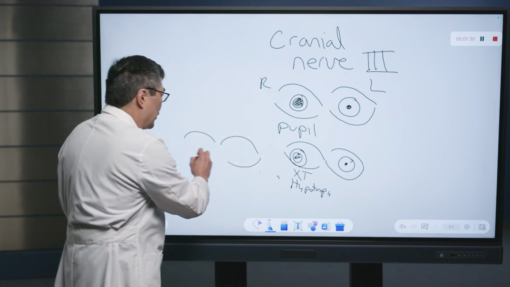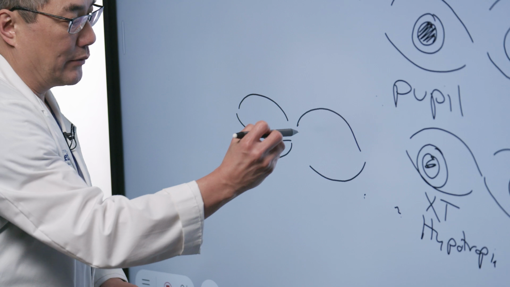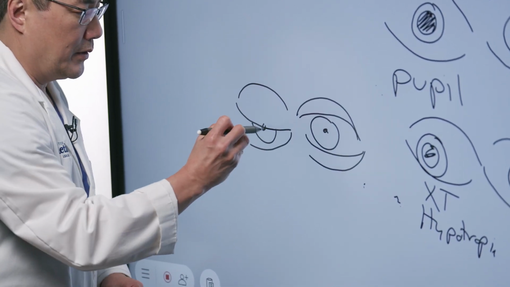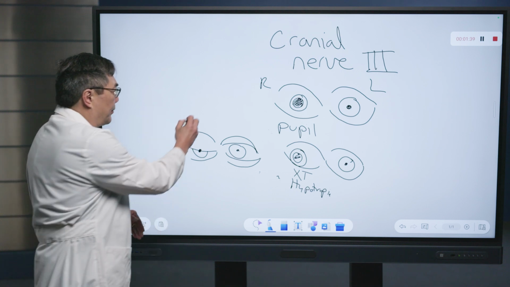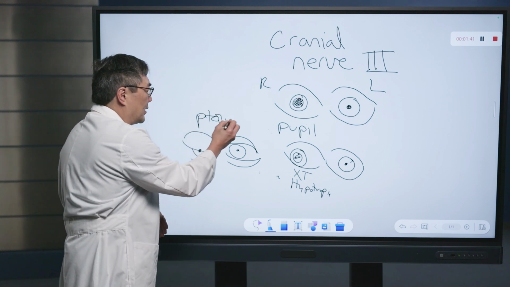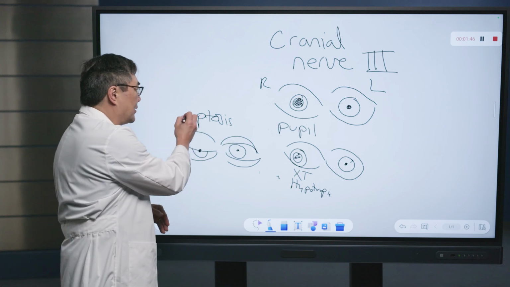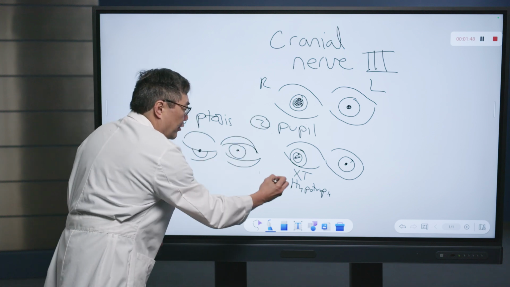So in a patient who has a third nerve palsy, the lid will be down. So normal and then abnormal with the ptosis. So ptosis plus misalignment plus pupil are the 3 components of the third nerve palsy.